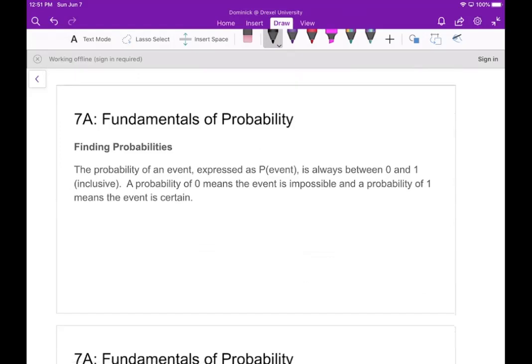Now, when it comes to finding the probability of an event, we usually describe it with probability of whatever the event is on the inside. So it might be probability of boy or something like that. And it's always a number between 0 and 1. And of course, it's inclusive, because a probability of 0 means that the event is impossible, and a probability of 1 means the event is certain, that it's guaranteed to happen.